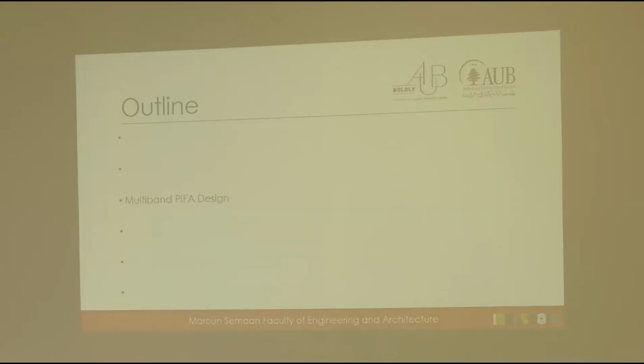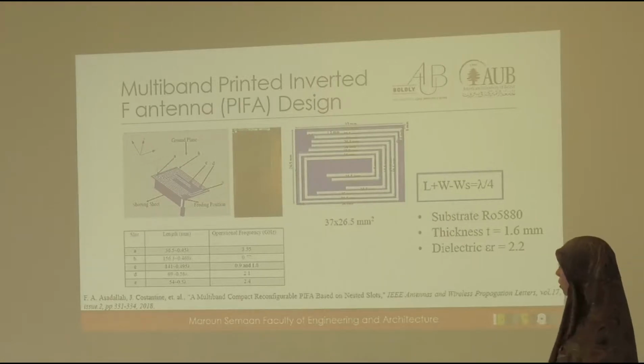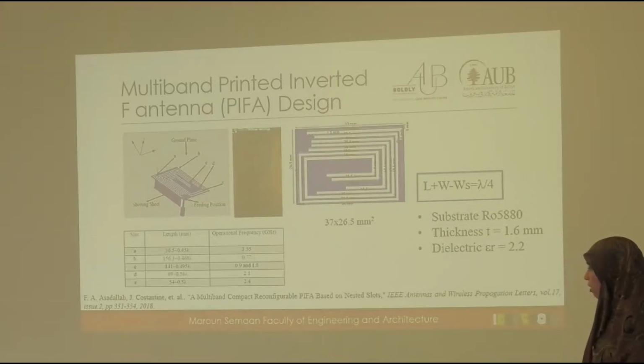Starting with the multi-band PIFA design, if one goes into the details of this antenna, it is called a printed inverted F antenna, which was first designed such that its length, its width, and the shorting sheet width are equivalent to lambda over 4 of the operational frequency. Here I chose my shorting frequency to be 1.54 gigahertz, corresponding to the GPS application.